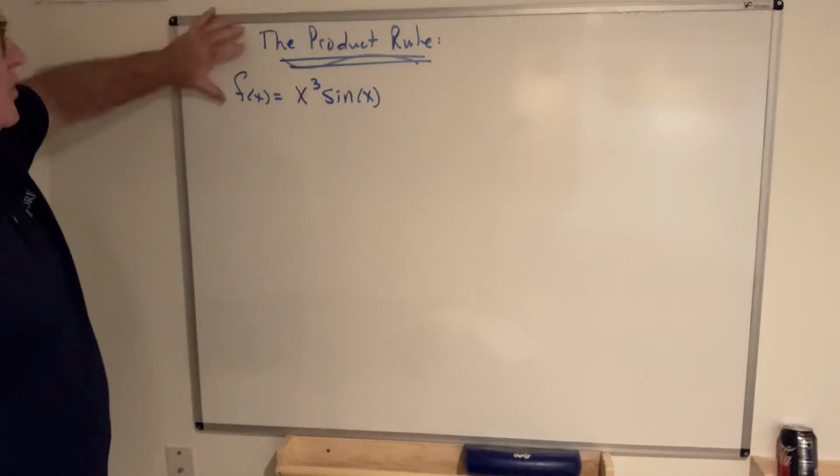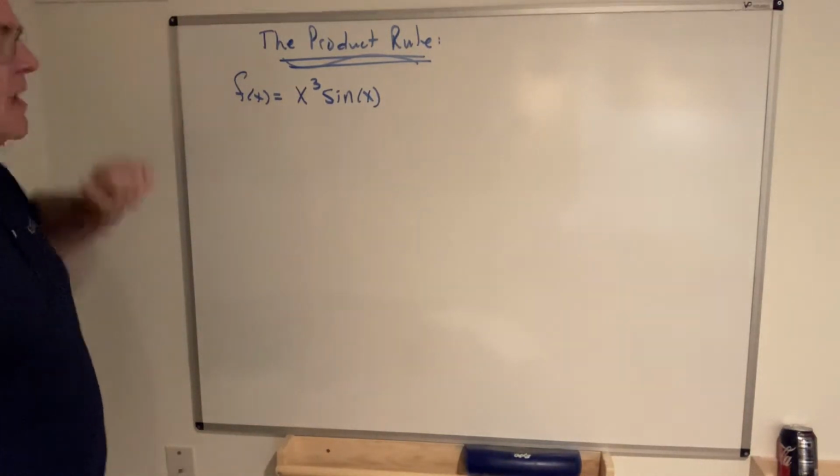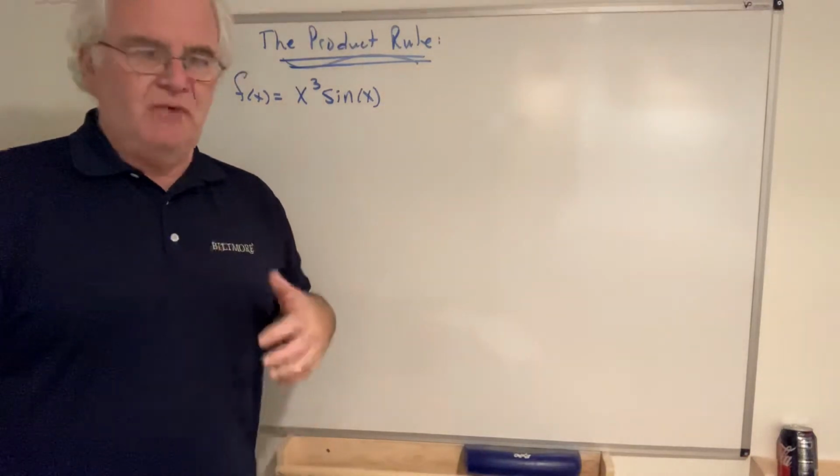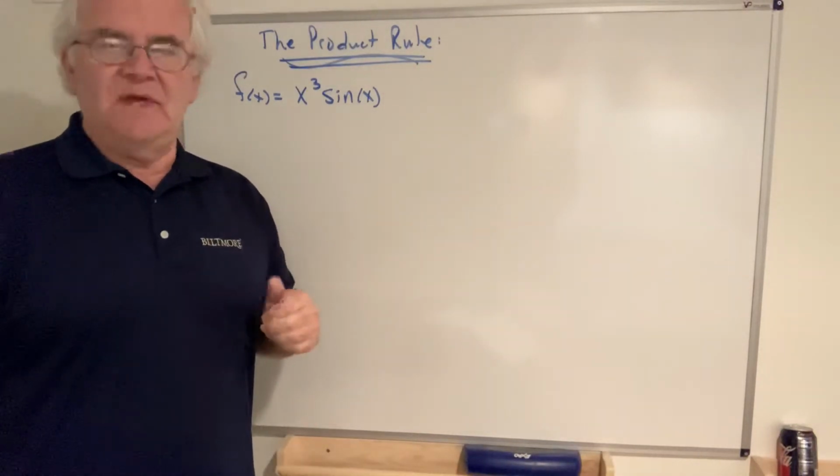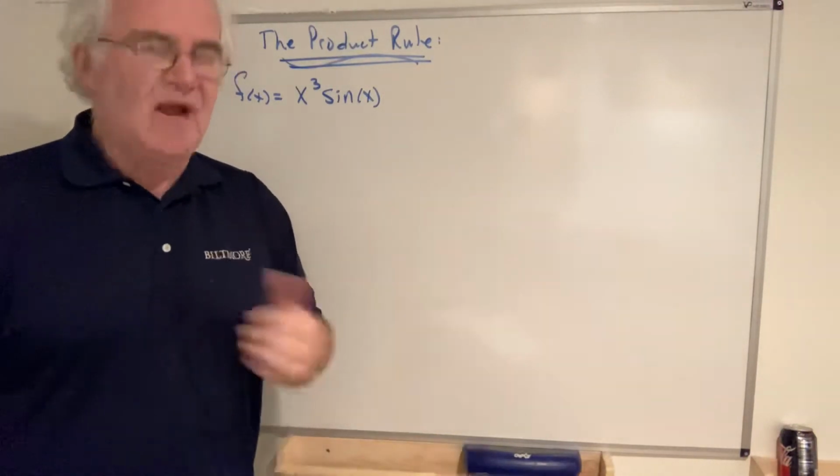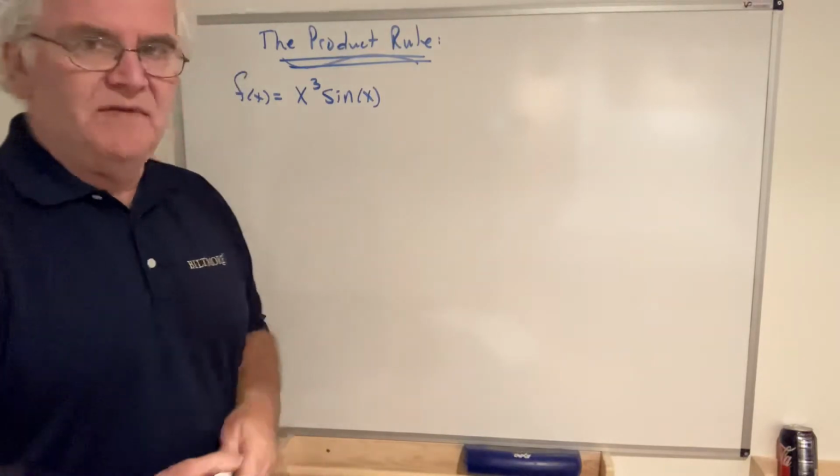Our next derivative rule is the product rule. Now, we've talked about the basic rules. We have the power rule. We have the constant multiplier, the derivative of a constant. We have the derivative of the sum.